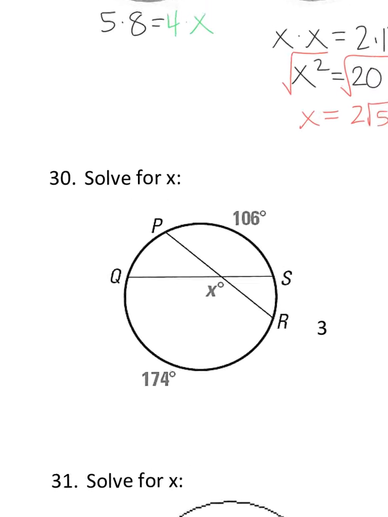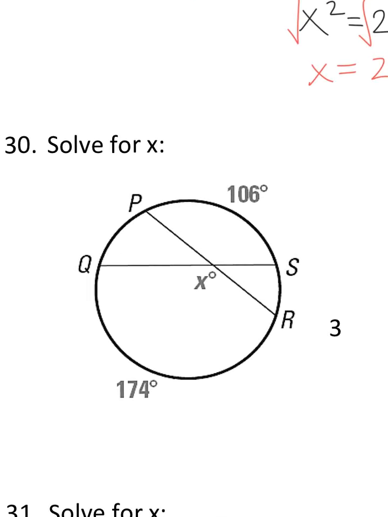And then 30. Solve for x below. So when you have two chords that intersect inside the circle, this angle is half the sum of these two. So x is half the sum of 106 and 174.